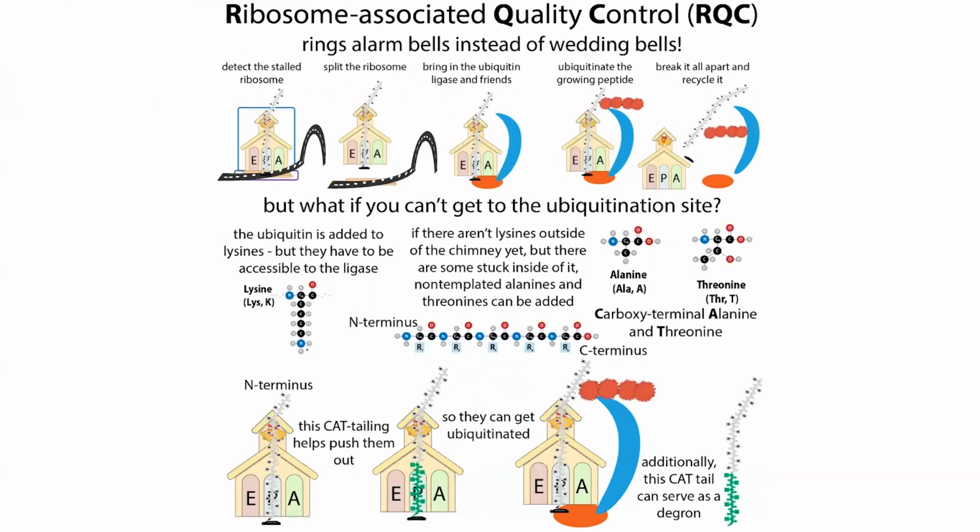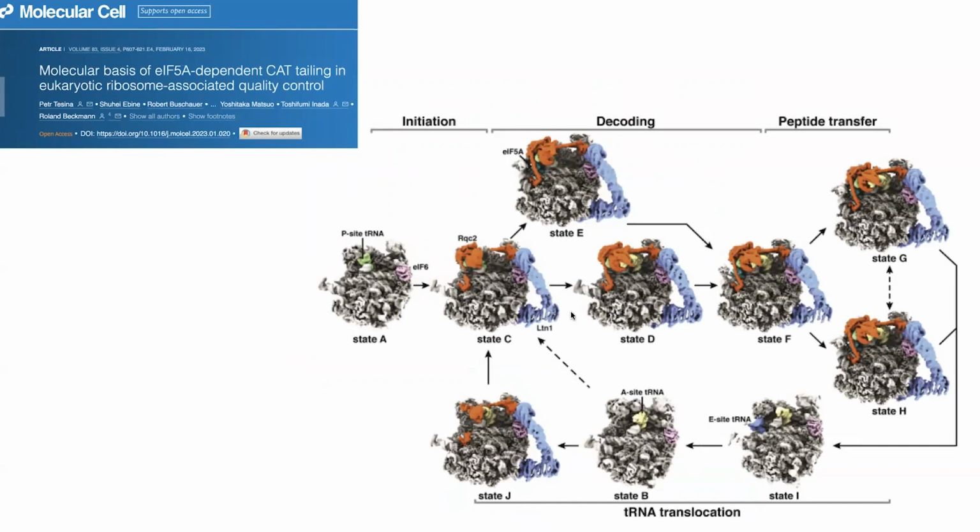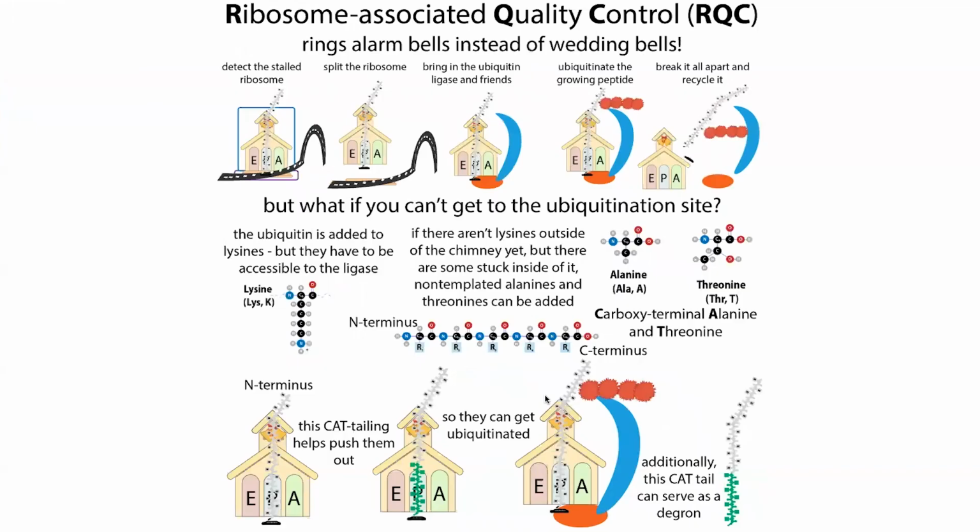So basically, you add untemplated amino acids, these carboxy terminal alanine and threonine. There's this CAT-tailing complex, this RQC2, that can actually come along and add a bunch of alanines and threonines, and this is going to push the tail out. And so this is going to then expose any lysines that were kind of stuck in the tunnel. Now they can be pushed out, where they can then get ubiquitinated.